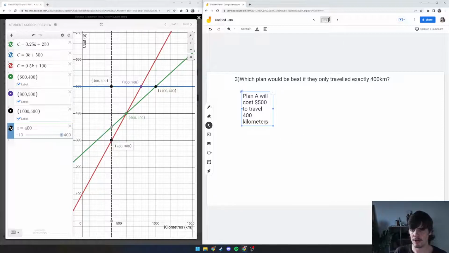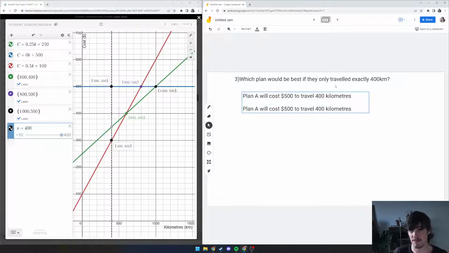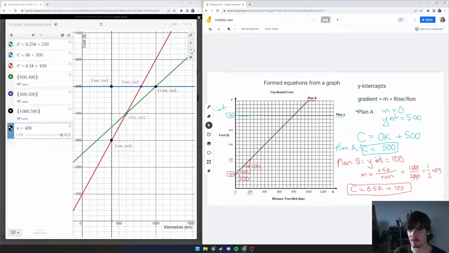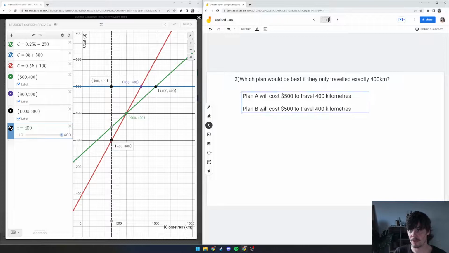I think we do RE actually in New Zealand. So what you want to do is just have some statements that look like this. And if you want to cheat, I'm just going to copy paste because it's going to be the same format. Then I'm going to go plan B. What was plan B? Plan B was in red. So plan B will cost, and then we go to the red one. Look at that, 400 kilometers, $300. So I just changed that to $300.